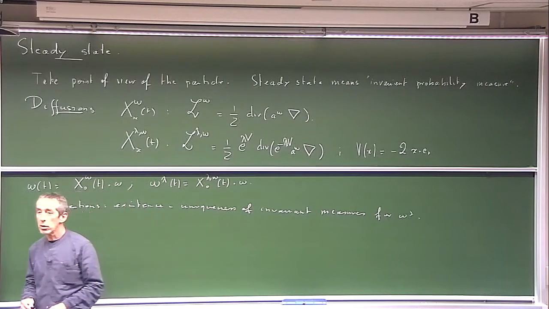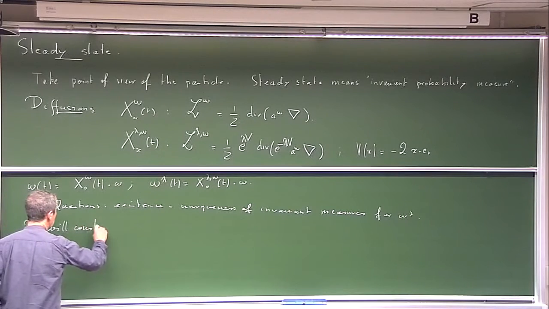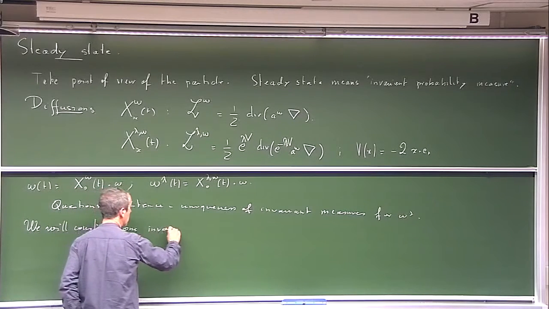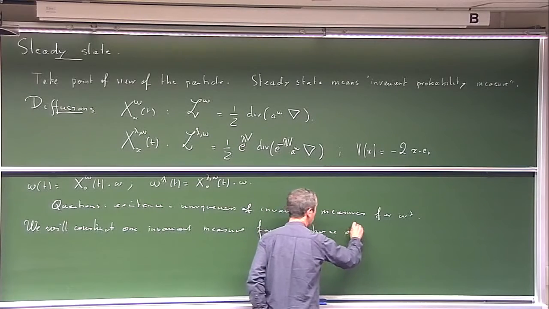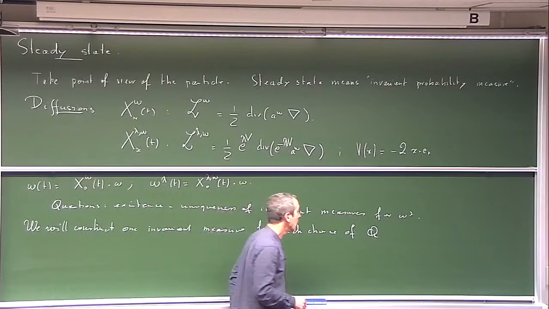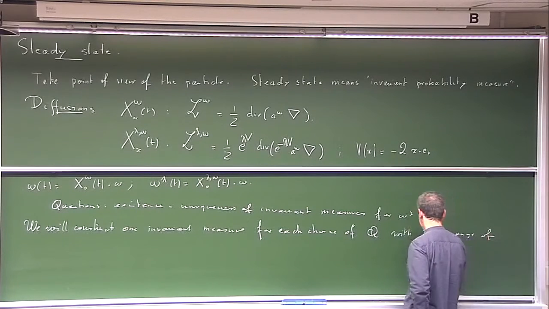Now, none of these questions is completely obvious, but the true problem is not really the existence, it's more the uniqueness. In the next lectures, we will see that there are invariant measures for omega lambda, but the difficulty comes from the point that there are many of them. We can construct a whole family of them by considering laws of the environment with a finite range of correlation. So we will construct one invariant measure for each choice of Q. Q was the law of the environment, at least for these Qs with finite range of correlation. And this is not the whole family.